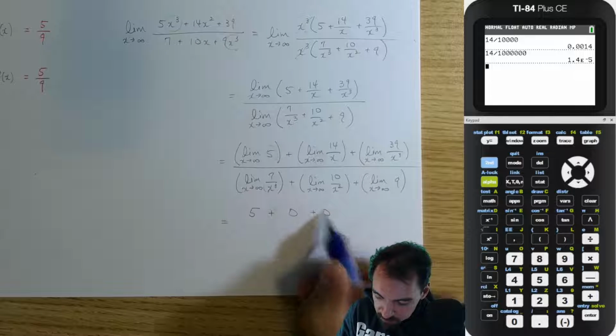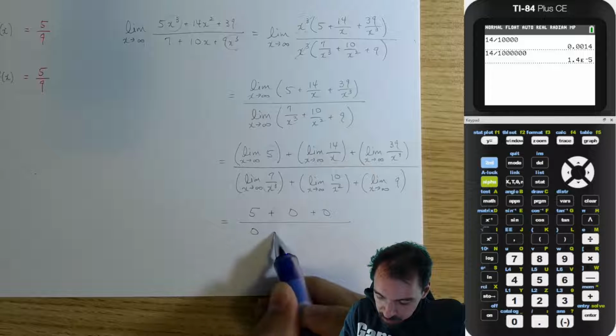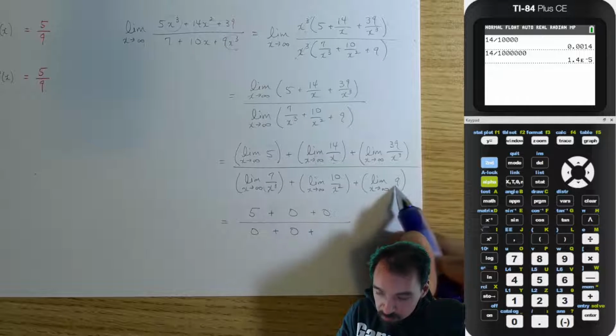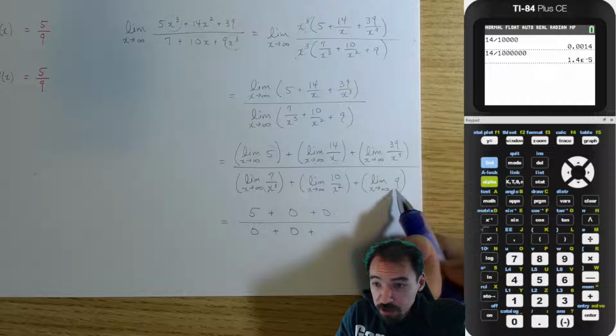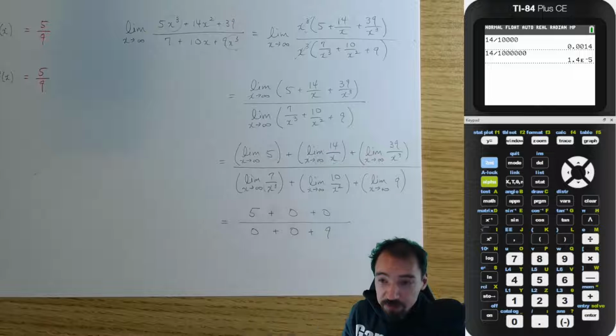I'm going to have 0. Here, the power of x in the denominator is bigger, so I get 0. Power of x in the denominator is bigger, so I get 0. And then 9 is just a number 9, no matter what. So it doesn't matter what x approaches, I'm simply going to have 9 here.